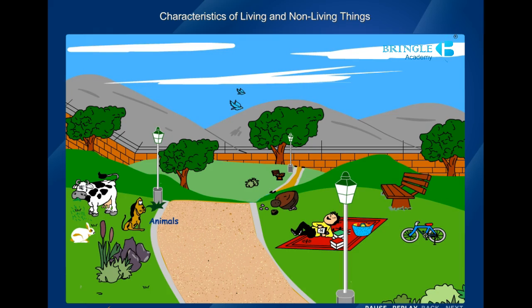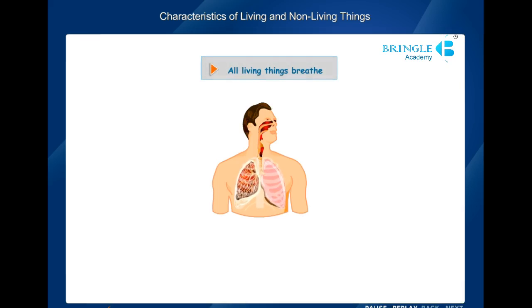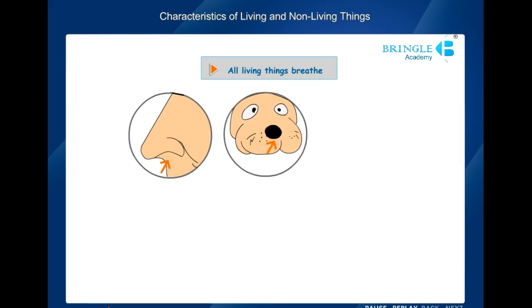Can you now see some animals, birds, a boy, a tree, and some plants? These are living things. We shall now learn the features of living things. All living things breathe. But what do we mean by breathing? By breathing, we mean taking in air which is rich in oxygen and giving out air rich in carbon dioxide.